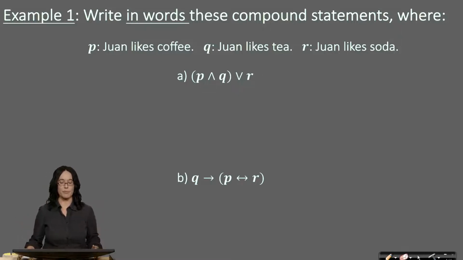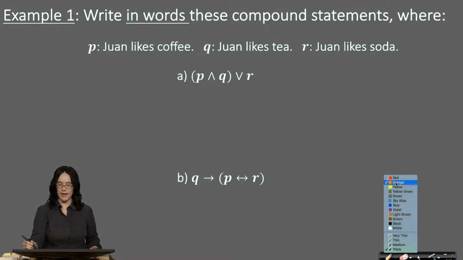So here we have example 1. Write in words these compound statements where P is the statement Juan likes coffee, Q is the statement Juan likes tea, and R is the statement Juan likes soda. Now in part A, it says parentheses, P and, remember that and symbol, it's our conjunction, Q, close parentheses, or R. So how would I rewrite that in English? Maybe you already know, feel free to pause the video and try it yourself.